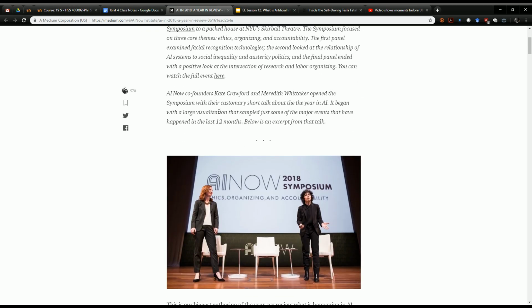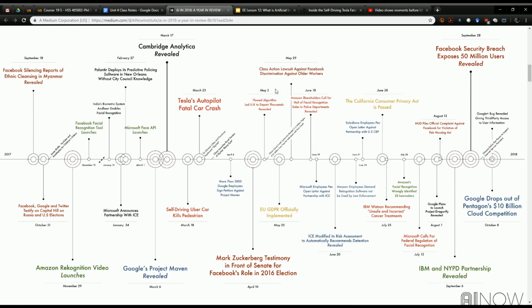Every year for the last 2 years, they've only been around 2 years, they put together a year in review where they go through all of the major scandals and issues with AI, including the Tesla car crash, the pedestrian car crash, but also AI being used for facial recognition on Facebook, AI being used by ICE to do risk assessment of people that ICE is detaining. Collaborations between Amazon and the Defense Department in order to make technologies for military drones.